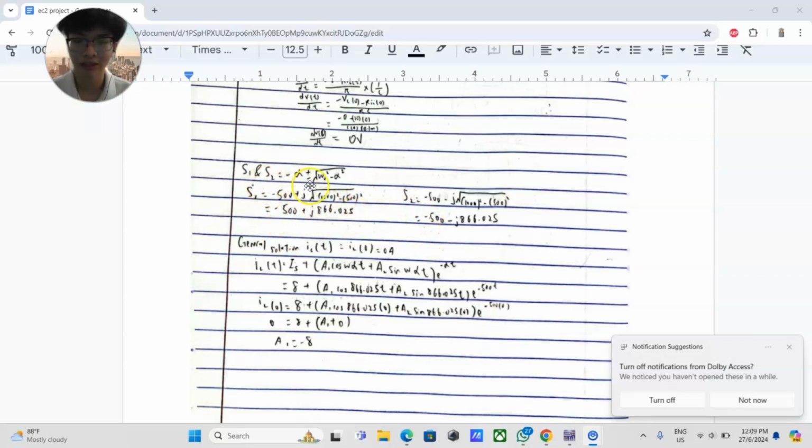So actually S1 and S2 differ only by the plus and minus sign. So S2 is negative 500 minus j 866.025.